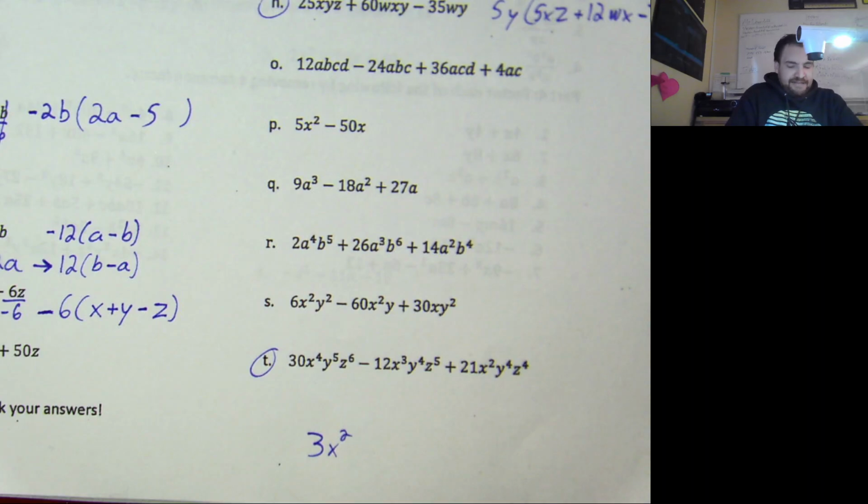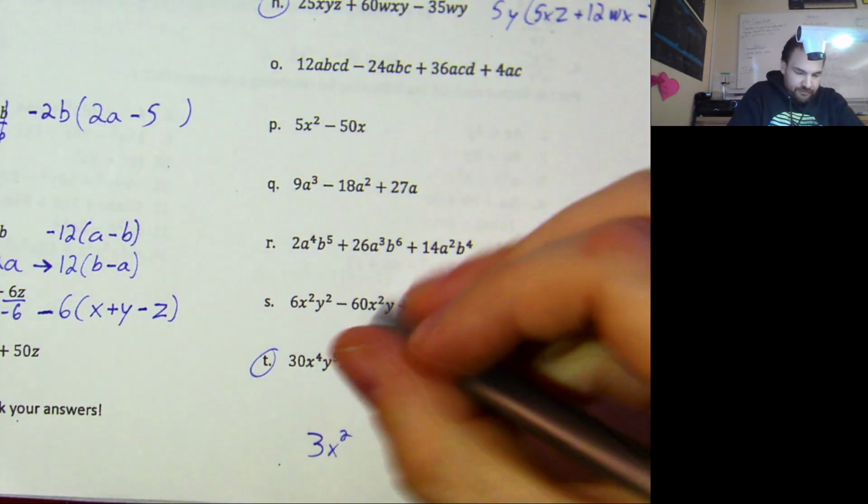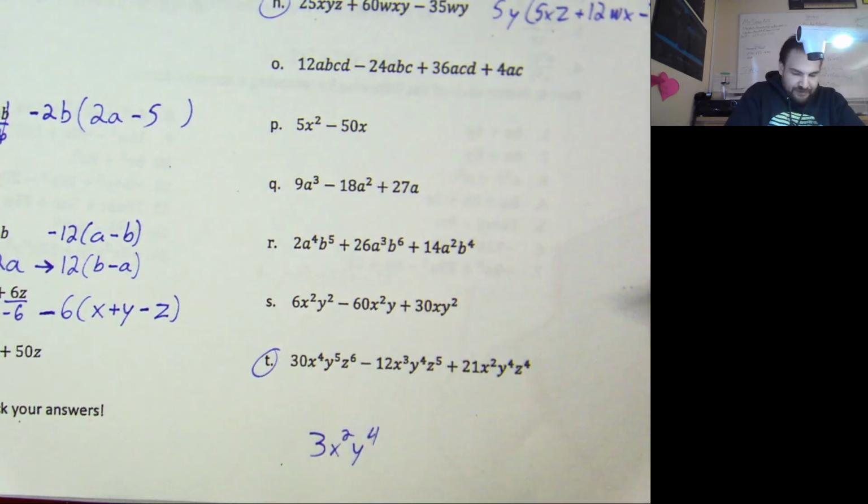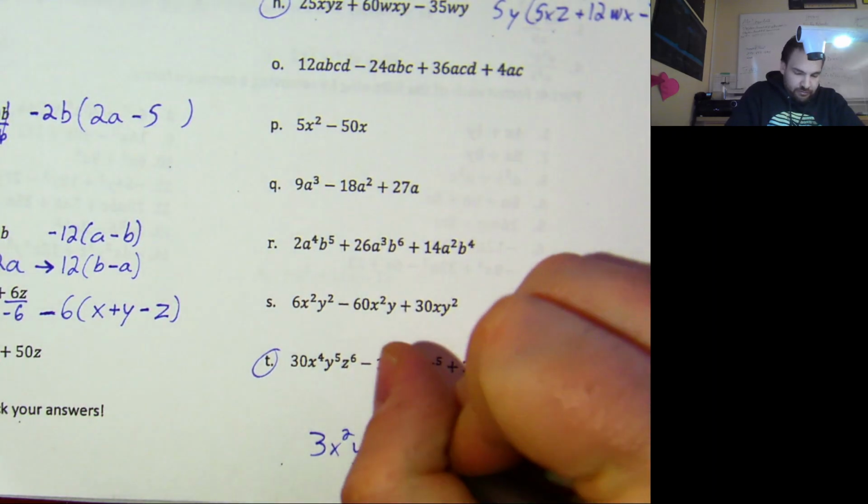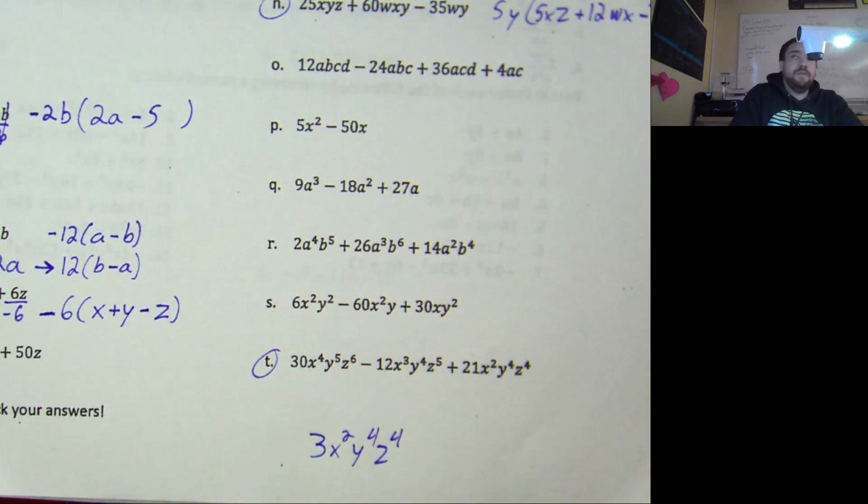Now, same thing with the y's. How many multiplied? 5 there, 4 there, 4 there. So the largest number of y's multiplied together in any one term is 4. It's the common number. Now z's, what is the largest common multiple? Z? 4. So that now is our GCF.